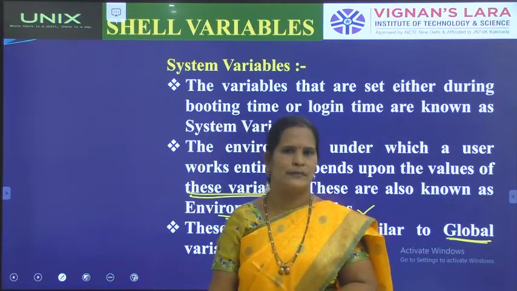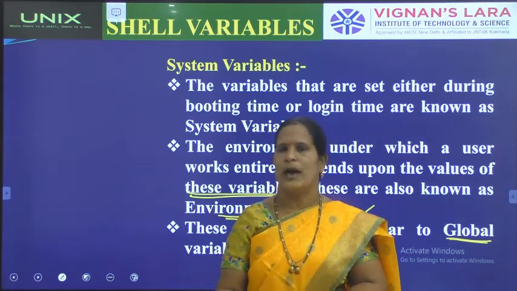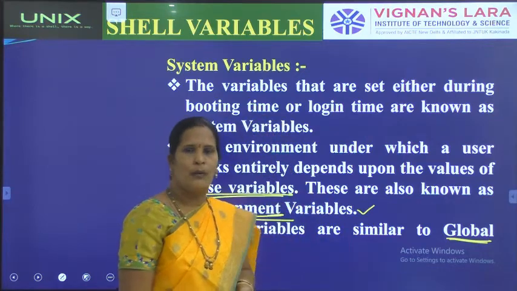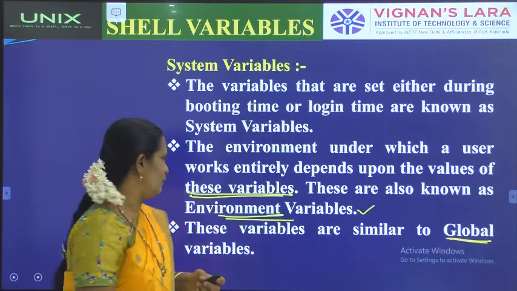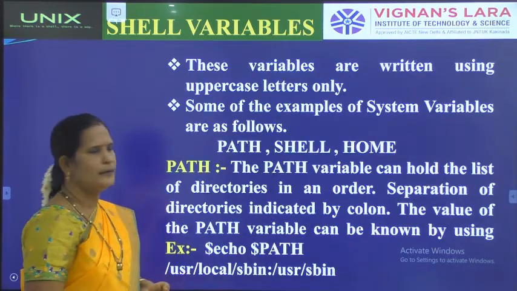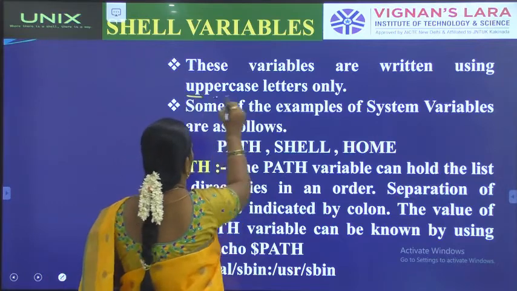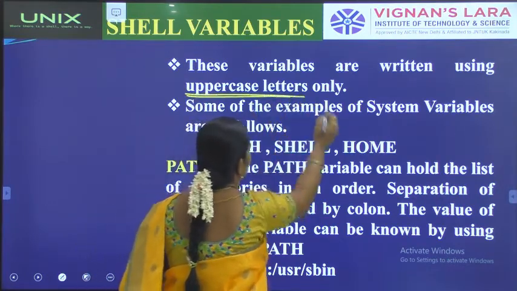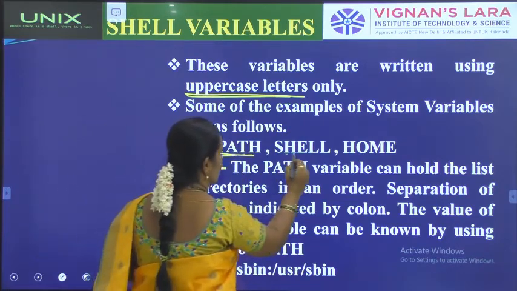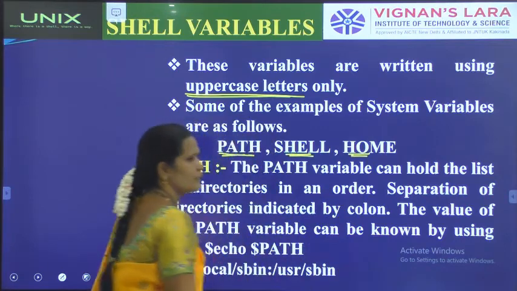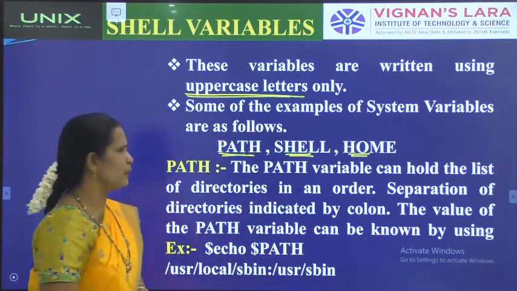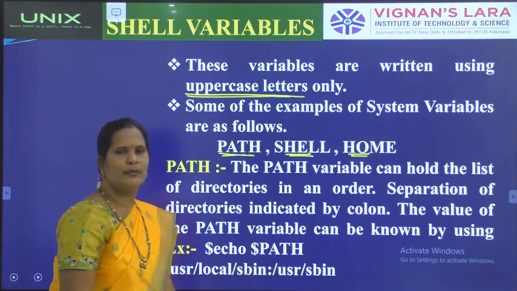There are many types of system variables available. Among those, I am going to discuss three: the path variable, the home variable, and the shell variable. These variables are written using uppercase letters only. Observe these: PATH, SHELL, HOME. Among the many system variables, we are going to use these three repeatedly.